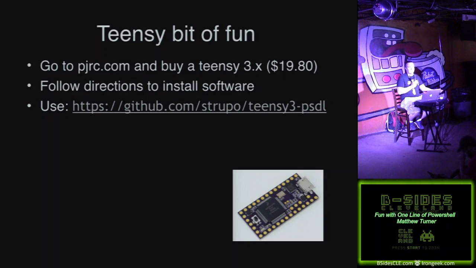But if you wanted to get in on this, all you have to do is go to PJRC. You could buy one of the 3.x versions for about $20. On their website, they have pretty solid instructions for installing the software. You need a specific version of Arduino, and that will compile your code. You'll also need the Teensy Loader. This will communicate with the teensy when the bootloader is running. And finally, you need a copy of the udev rules that they provide. And this will tell your system that you're allowed to write to it. And the code that you'll write to it, and the code that we're about to go over, can be found on my GitHub right here.